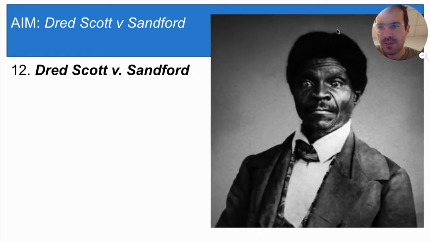Dred Scott v. Sandford is the name of a Supreme Court case that was decided in 1857. It's one of the most infamous Supreme Court cases in all of U.S. history. And infamous means famous for bad reasons. The Dred Scott case is infamous for being one of the worst, most racist decisions the Supreme Court ever made. Before I give you a definition for this term, let me explain what happened in the case.